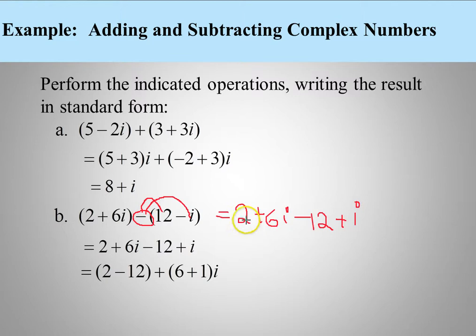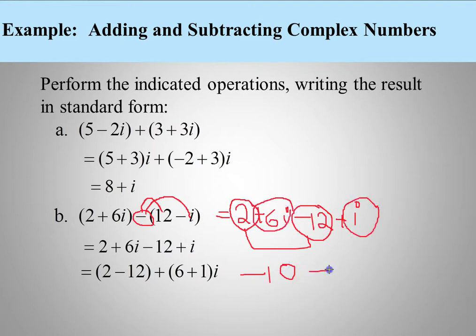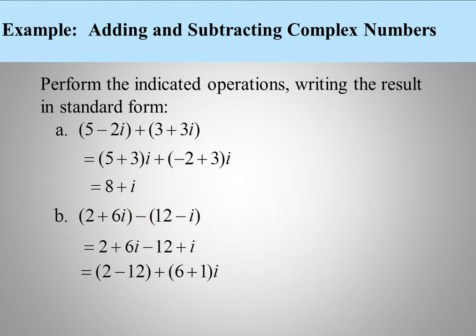Now I am going to add the real numbers. What are my real numbers here? 2 and negative 12. When I add 2 and negative 12, what do I get? Negative 10. Imaginary numbers, 6i and i. What do I get? I get 7i. My handwriting could not be that nice because this tool is not letting me write neatly, but you get the idea, right? So you add the real numbers and the imaginary numbers.